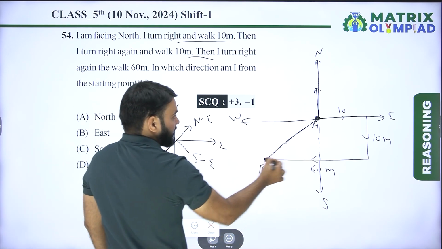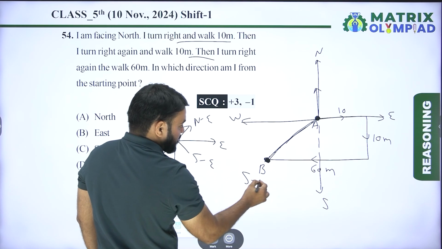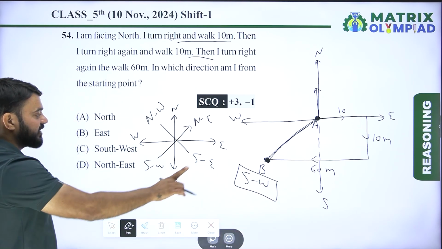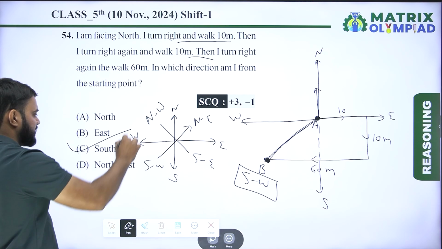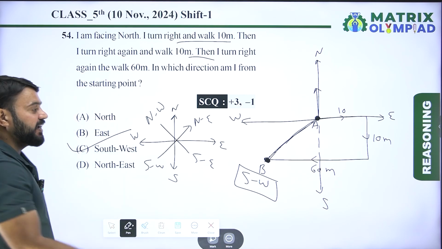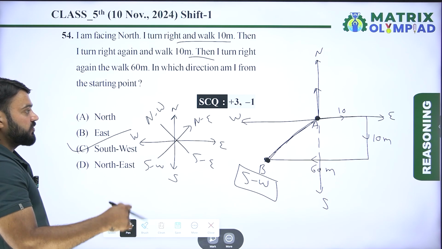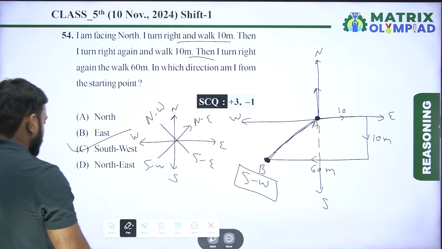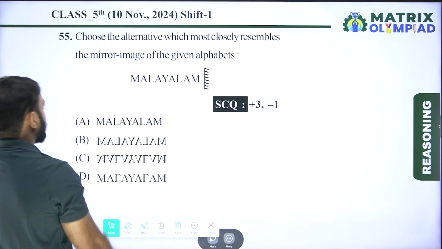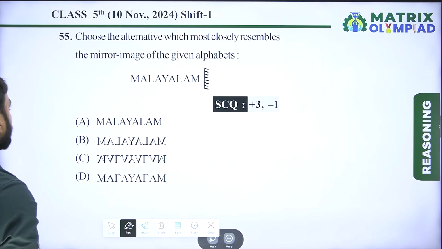Now find the direction of B, find the direction of final point with respect to starting point. So B is in southwest of A. So here southwest is the correct answer of this question. It means option C is the correct answer of this question, because final point is in southwest from the starting point. So here option C is the correct answer. Let's move on to the next question. So now next question is question number 55.